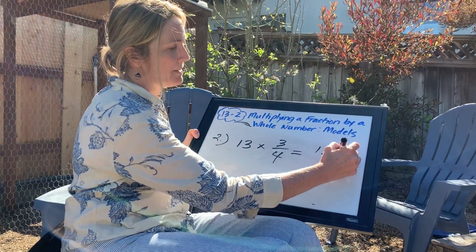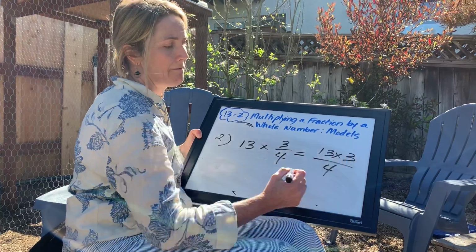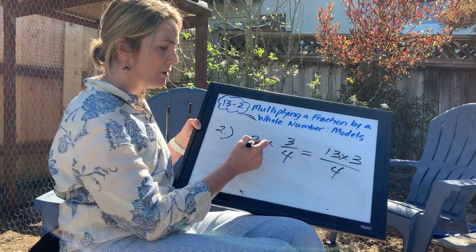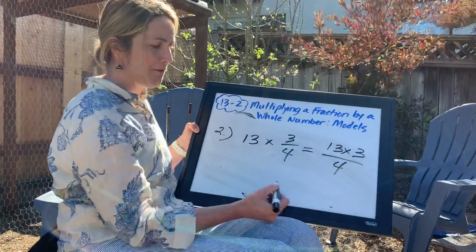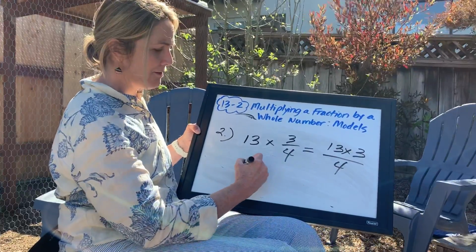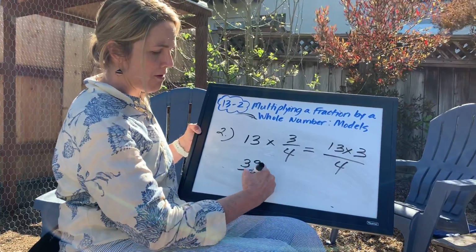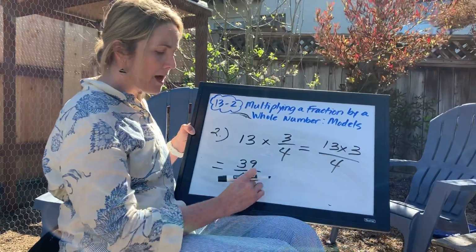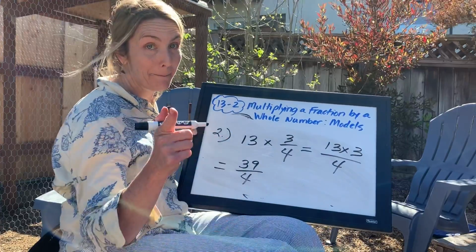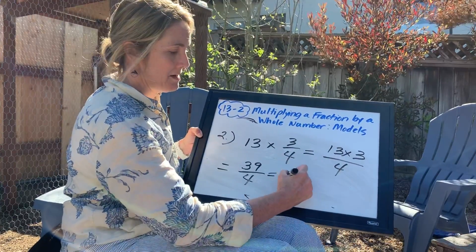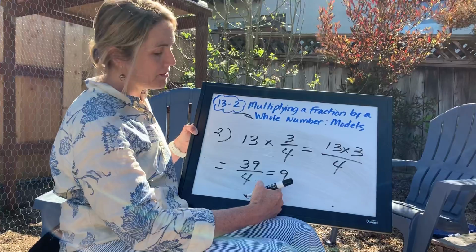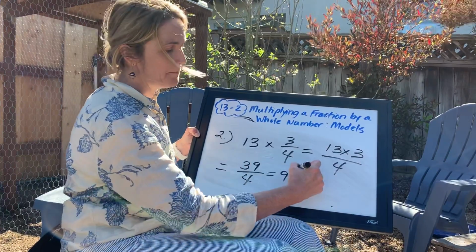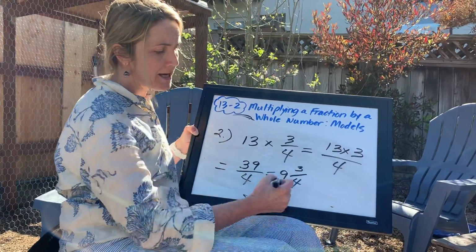13 times 3 over 4. Okay. Assistant, can you multiply 13 times 3 for me very quickly? 39. Oh, thank you very much. 39 over 4 is what this equals. So you have to convert it into a mixed number. How many times does 4 go into 39? 9. 9 times 4 is 36. Count up: 36, 37, 38, 39. 3/4. So 9 and 3/4.